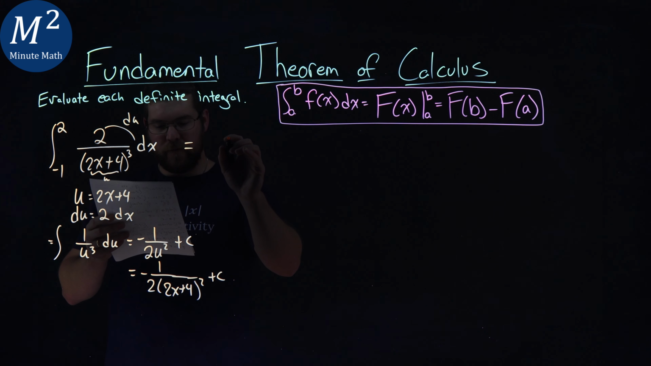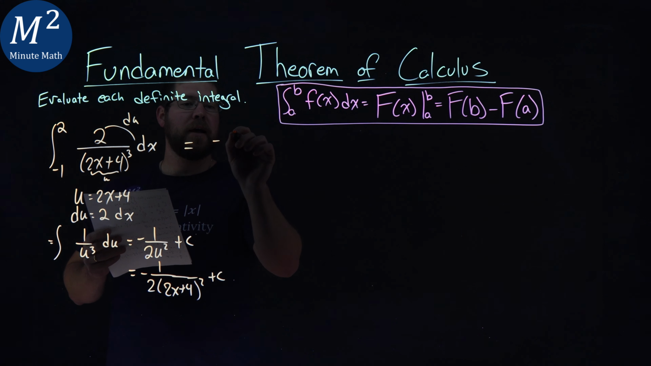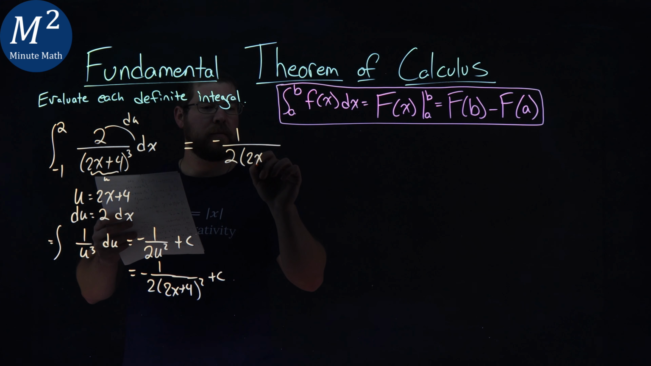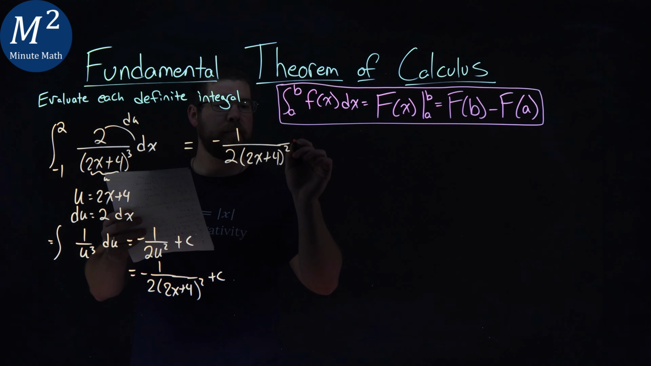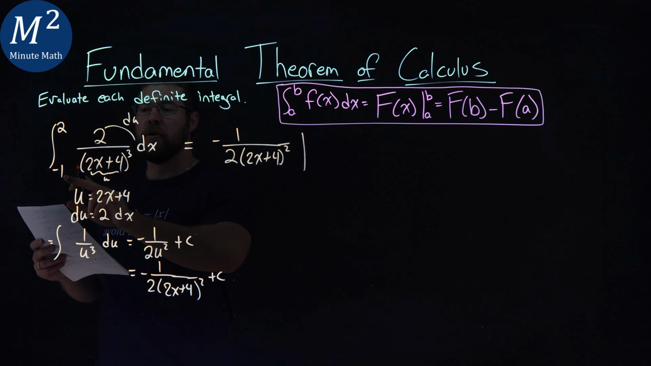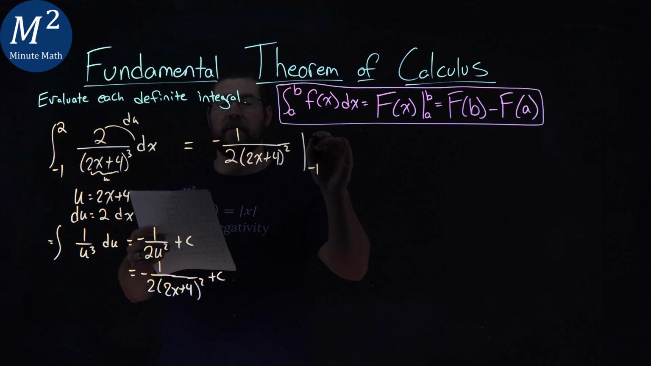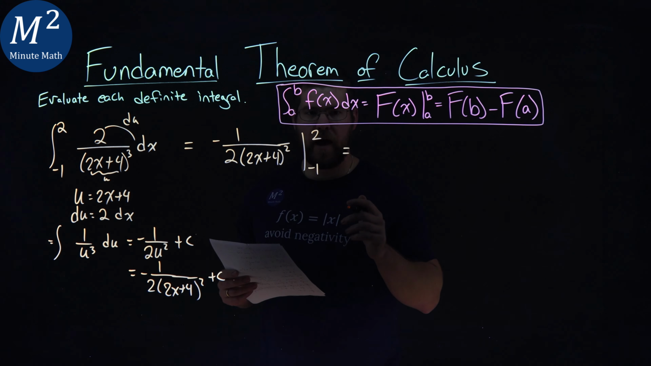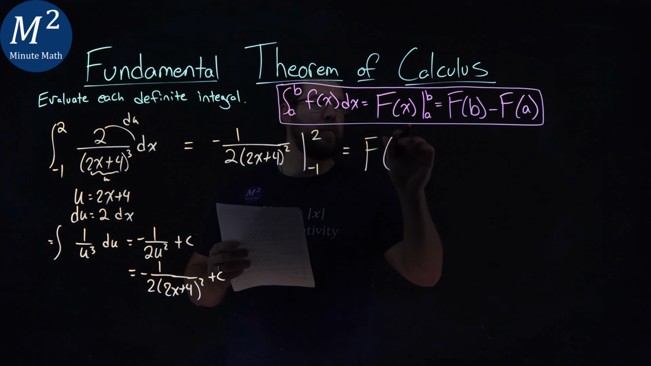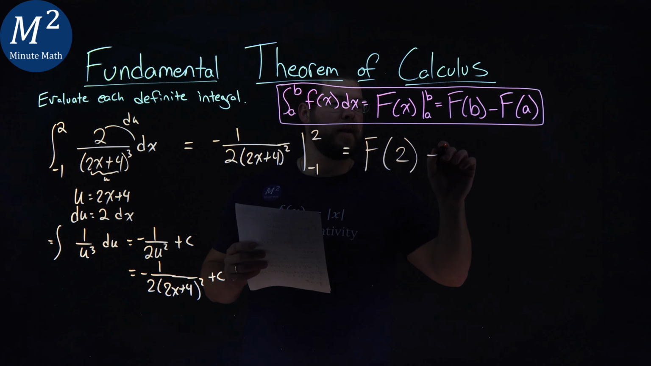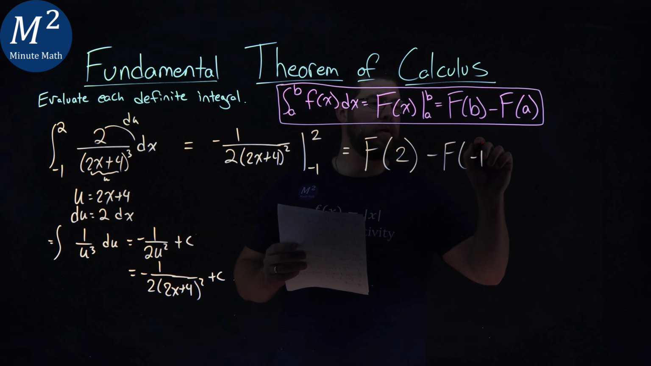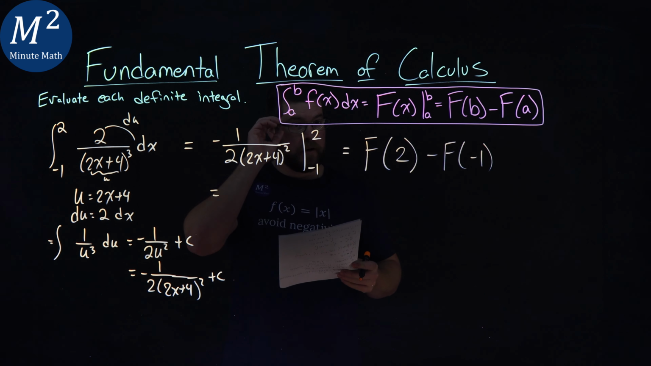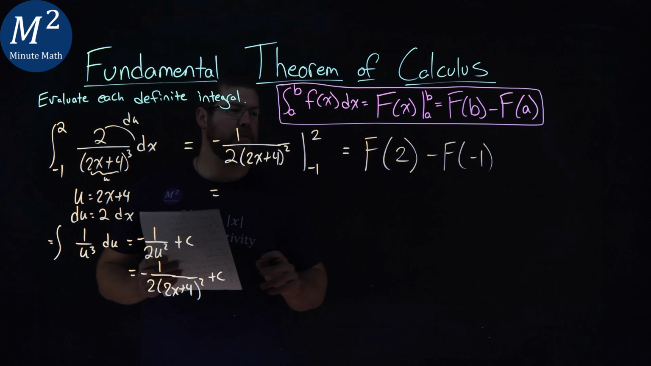This is going to be a negative 1 over 2 times 2x plus 4 squared. And then instead of plus c, we're integrating from negative 1 to positive 2. And so we already have our capital F of x here. So we're going to put our formula here, big F of 2 minus big F of negative 1. So what does that come out to be? We're going to plug in the values here for x, and we're going to solve. Just algebra at this point.